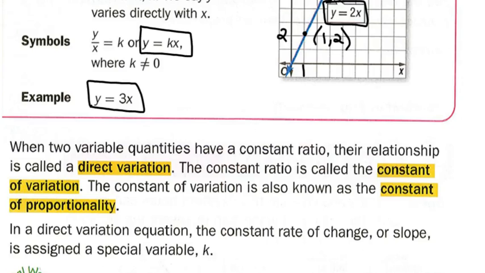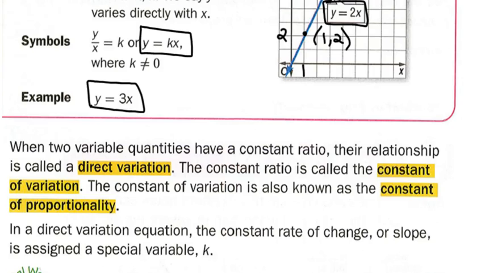This is exactly the same as what we call direct variation. The constant ratio, or the rate of change, or the slope, or whatever you want to call it, is called the constant of variation. And the constant of variation is also known as the constant of proportionality. So I know, super overwhelming. It seems like a whole lot of terms, but the funny thing is they all kind of mean the same thing. So your constant of variation is the same thing as your constant rate of change or your slope. Your constant of proportionality is the same thing as your constant rate of change or your slope.